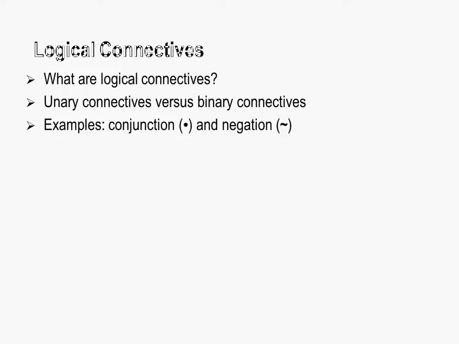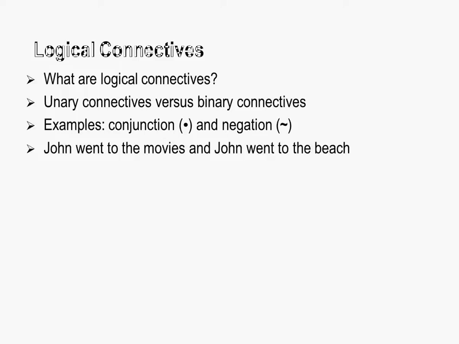So conjunction is one binary connective, because as we'll see, conjunction puts together two statements, and negation is our unary connective, because negation will only apply to one statement. Here's an example from English, from language, from content. Here we have two statements conjoined. John went to the movies and John went to the beach. So we have two separate statements here that are conjoined, and so the word and here is the connective, because that's what's bringing them together. And remember, that's going to be symbolized by the dot.